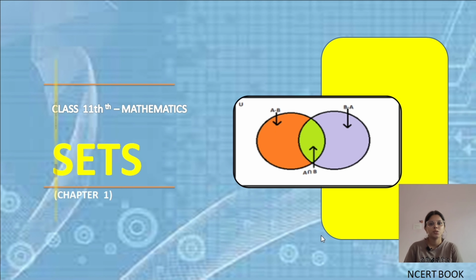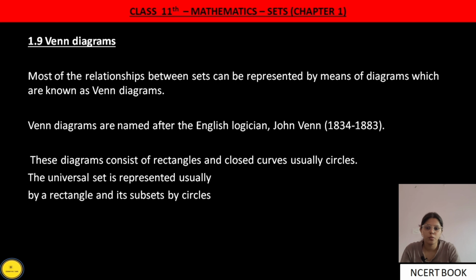Hello class 11. So today in the series of chapter set we are going to learn about Venn diagrams. Most of the relationship between sets can be represented by means of diagrams, which are known as Venn diagrams in sets. Venn diagrams are named after the English logician John Venn, from 1834 to 1883.